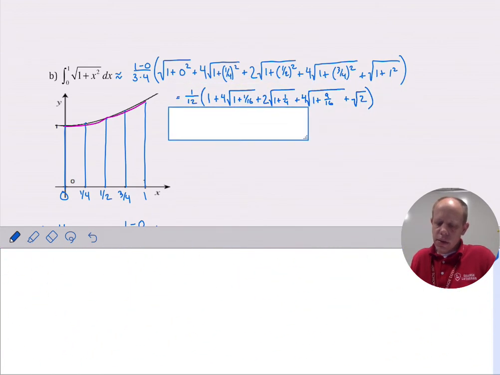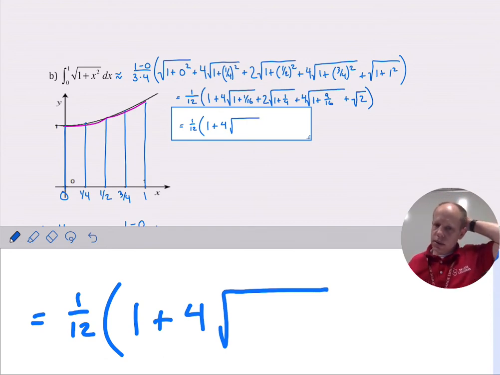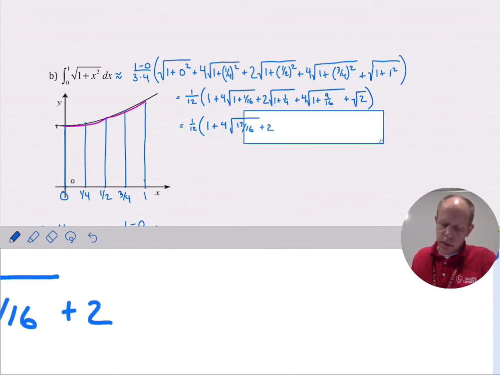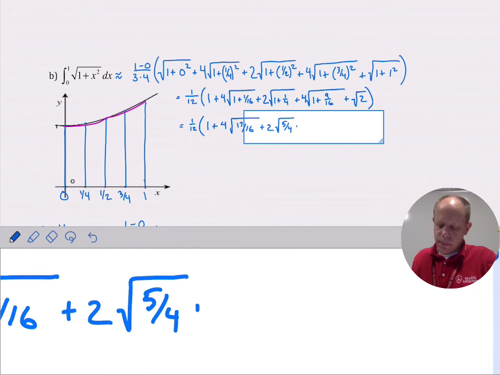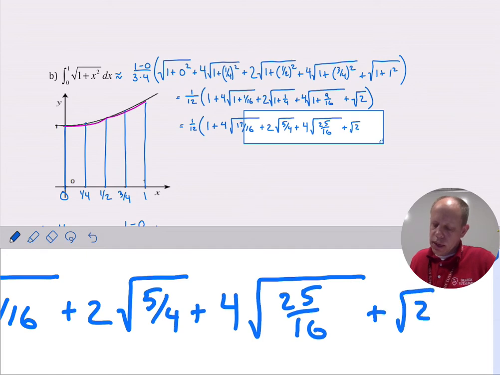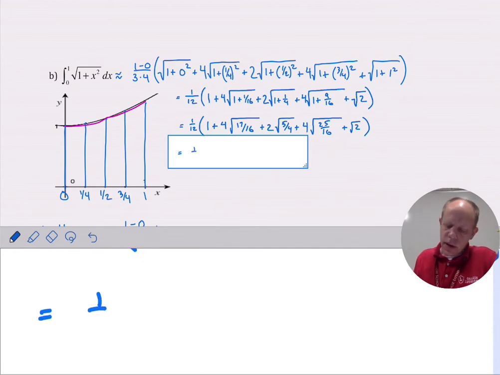And we could simplify this down even more. We'll have the 1 and then 4. So 1 plus 1 over 16, so that's 16 plus 1, 17 over 16. And then plus 2, 1 plus 1/4. So that's 4/4 plus 1/4, or 5/4. So square root of 5/4. And then 4, 1 plus 9/16. So 16 plus 9 will give us 25. And then square root of 2, can't do anything with that. And we could simplify this even a little bit more. Why not?